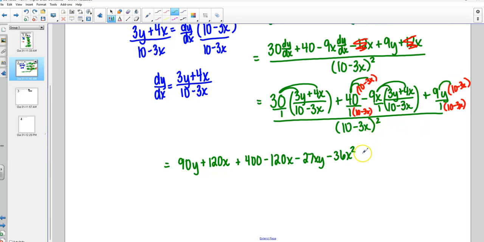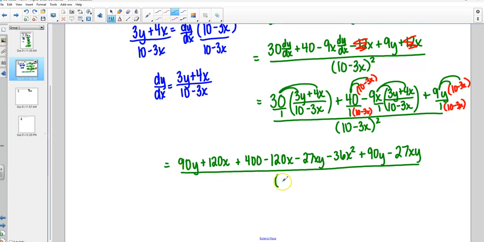Okay, we're almost there. Multiply by 9y, so we got plus 90y minus, no, it does combine, 27xy, but it doesn't cancel. Right there, okay. Whew. All right, that's all over 10 minus 3x.